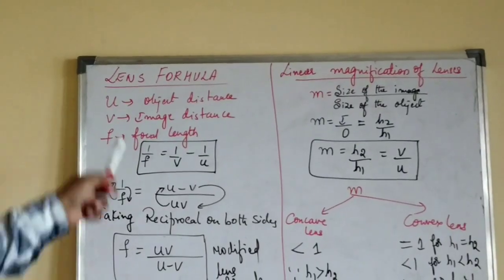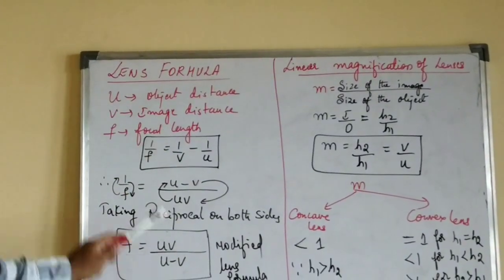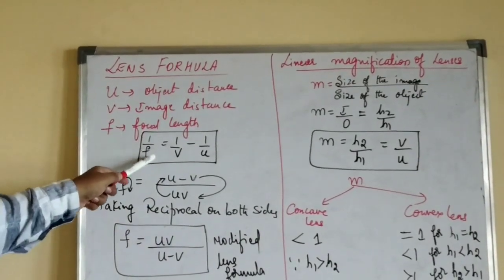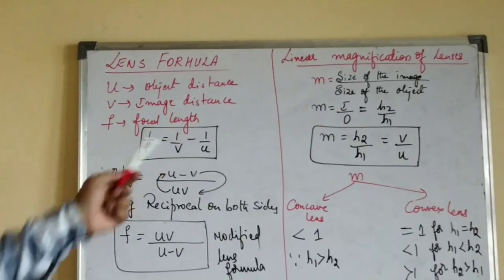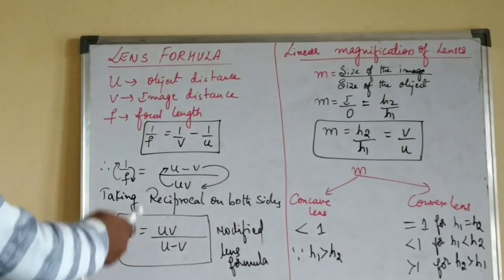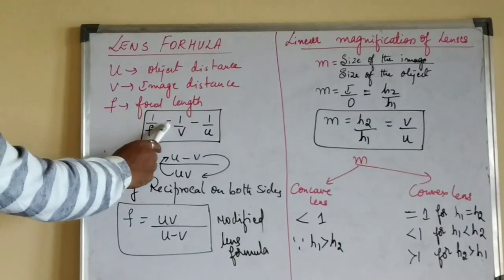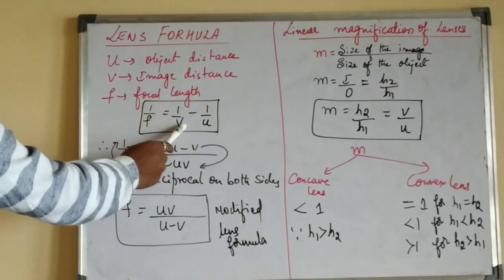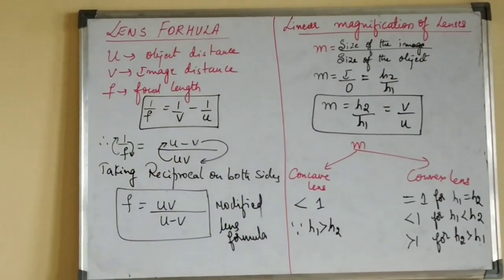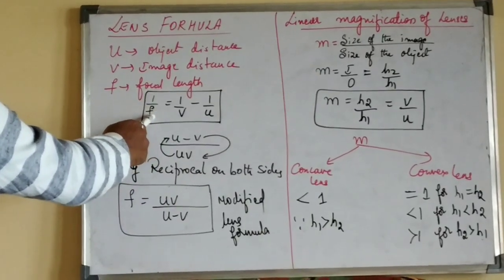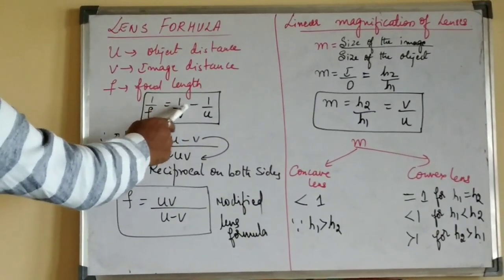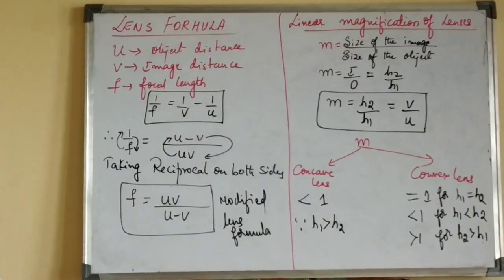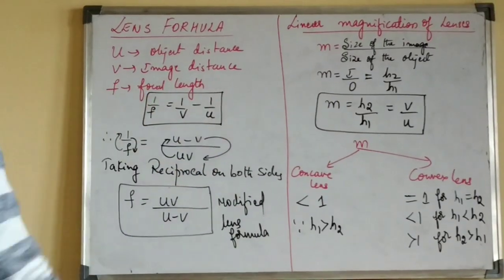So, keeping that in mind, let u be the object distance, v be the image distance, and f be the focal length of the lens. Then, 1 by f is equal to 1 by v minus 1 by u. Reciprocal of the focal length is equal to the difference between the reciprocals of the image distance and the object distance. So this is the definition of the lens formula.